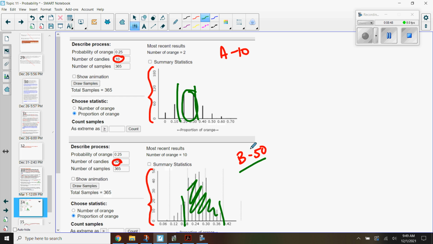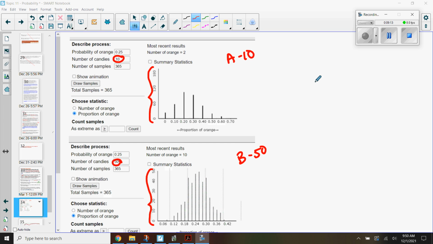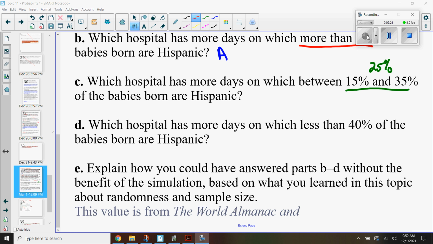So notice, the state of Texas average is 25%. This is a larger sample size here. We have 50 births per day as opposed to 10 births per day. Well, the larger sample size seems to be producing results closer to the average in the actual population of the state of Texas. The larger the sample size, the less the variability. The smaller the sample size, the more variability. Let's look at the next question.